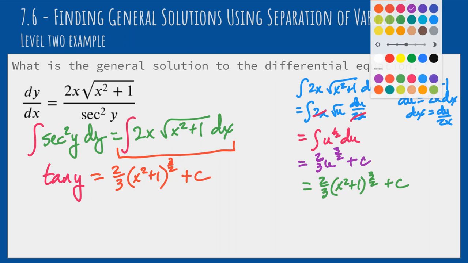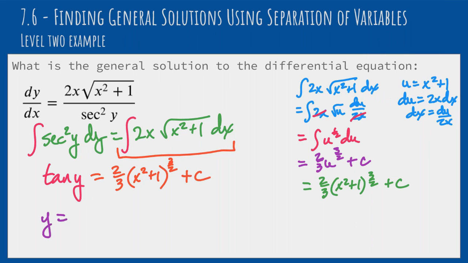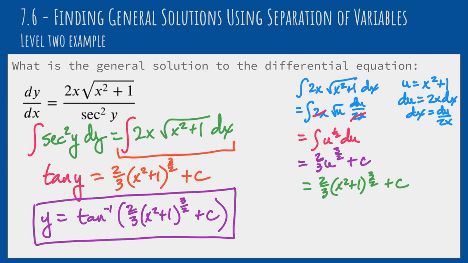And then finally we need to get y by itself, so we're going to use arctangent. And that plus c does need to be inside of the arctangent function. And there is our general solution.